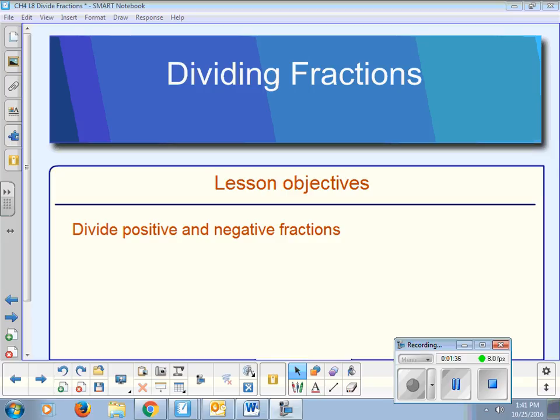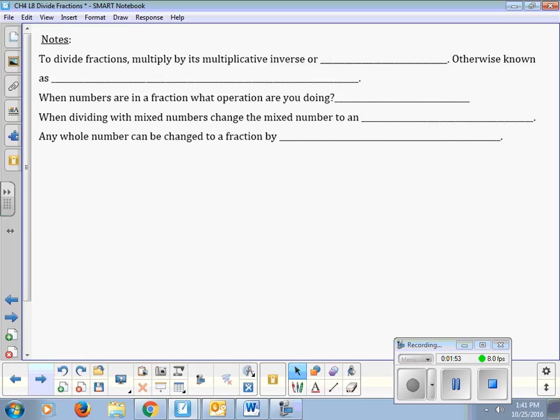Today's lesson, the heading for our lesson is dividing fractions. It is the last lesson of this unit, and our target is I can divide positive and negative fractions. So if we move on to the notes, when you divide fractions, you multiply by its multiplicative inverse or reciprocal.